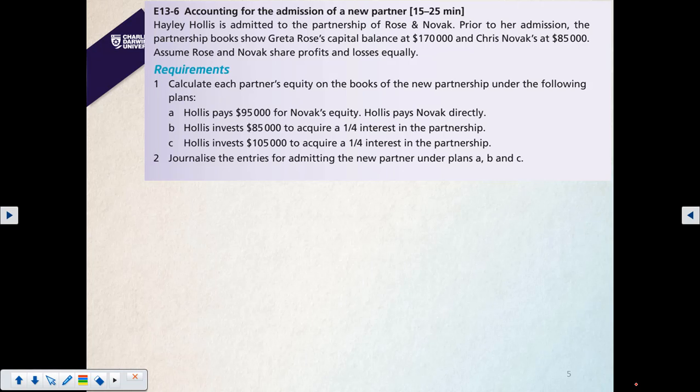Calculate each partner's equity on the books of the new partnership under the following plans. Holly pays $95,000 for Novak's equity. Holly pays Novak directly. Can you try?